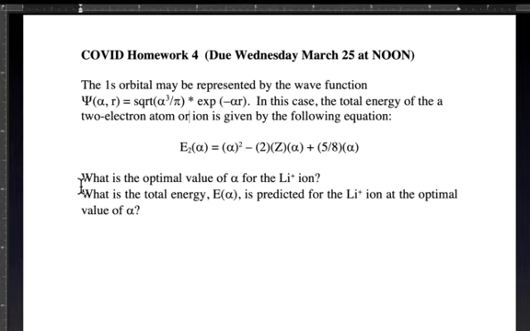What I'm going to ask you to do is: what is the optimal value of alpha for the lithium plus ion? What is the total energy predicted for the lithium plus ion at the optimal value of alpha? And this Z here is the atomic number. The atomic number for lithium is 3, and we would get that from the periodic table.